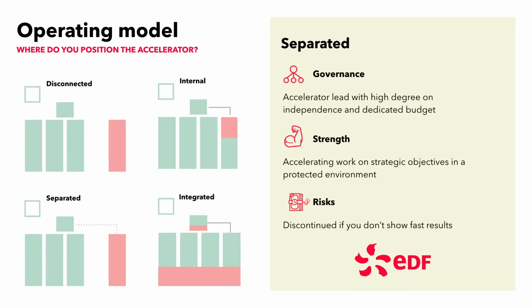The separated operating model is quite similar to the disconnected one. The main difference here is that the accelerator lead needs to pitch for budget continuation. So the strength there is that it's easier to stay connected with the organization and to work on strategic objectives. A risk is that you have less time to come up with results. EDF, a French energy conglomerate, is using this quite successfully, but you need to show results on a sort of yearly basis.